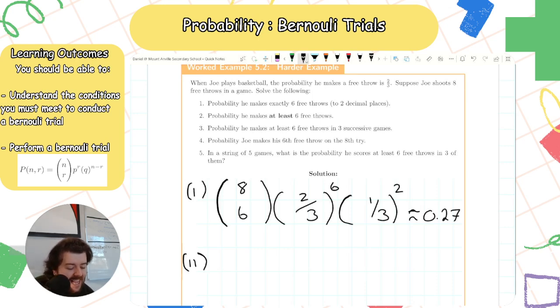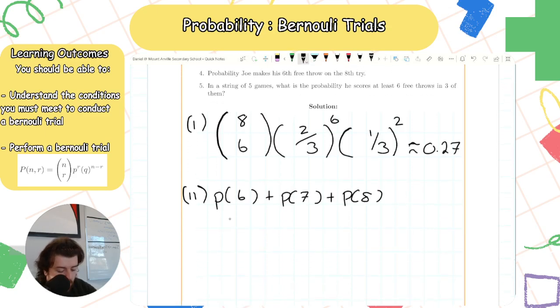Probability he makes at least 6 free throws. So at least 6. So the lowest he can make is 6. So he can make 6, 7, or 8. Right? So that would be the probability he scores 6, the probability he scores 7, and the probability he scores 8. Add them together. So we know this one. This is 0.27. We just calculated that.